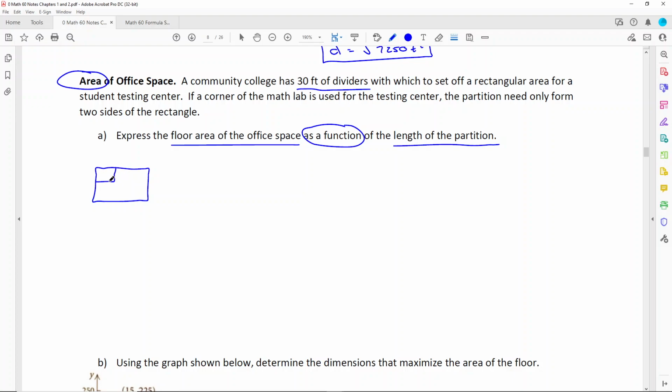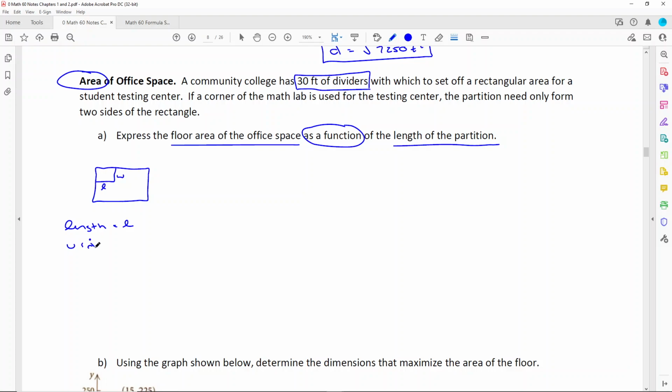So I said, okay, well, I want to write area as a function of length. So I'm going to let this side be length. Now they told me that I have 30 feet of dividers so that I could write width in terms of length. So this is length, this is width. So the length is L. And you know what, I often like to write it in the other order. So I'm going to put length is L.